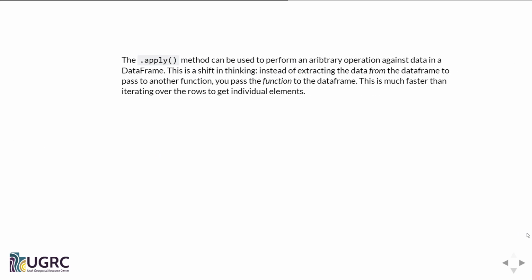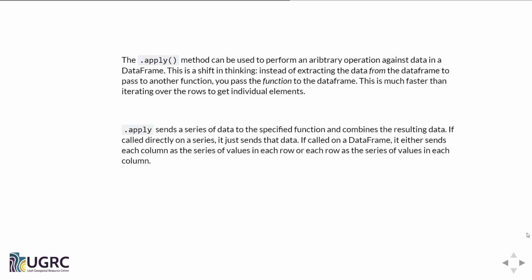So rather than iterating through, we're going to use the dot apply method of a data frame. So dot apply will perform any arbitrary function, any function that you pass it, to every value in the data frame, either working row by row or column by column. So again, instead of passing individual elements, we're passing a whole function to the collection of elements. If we call it on a series, it sends just that series to the function. If we call it on a data frame, it's going to send either every row or every column to that series.